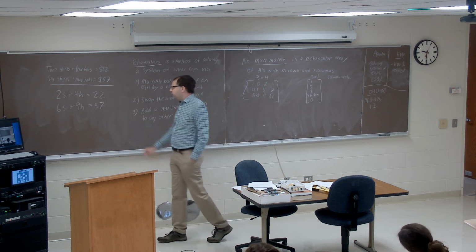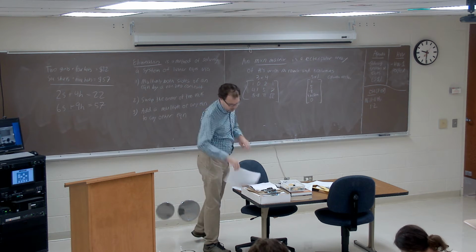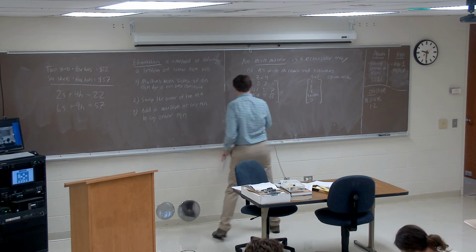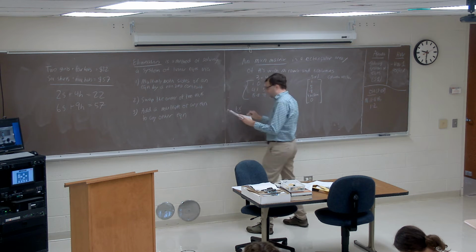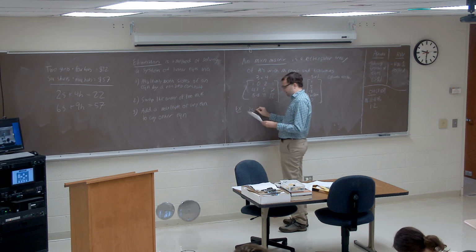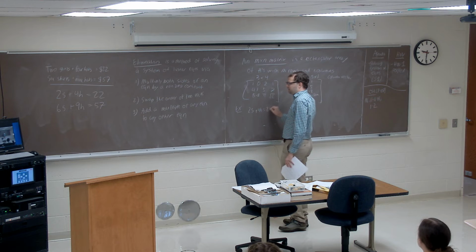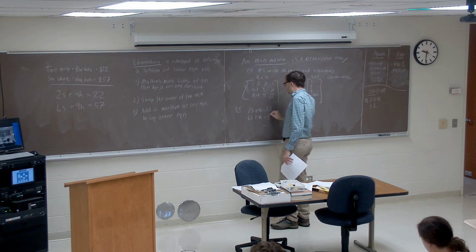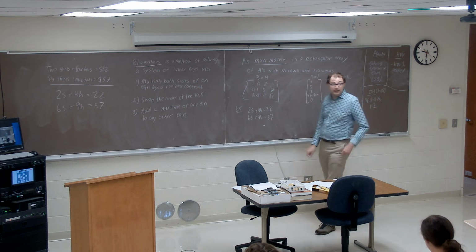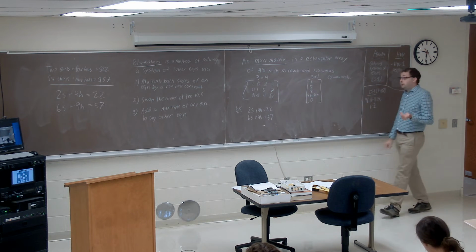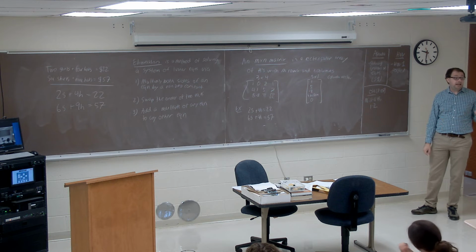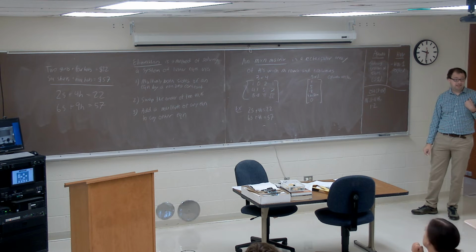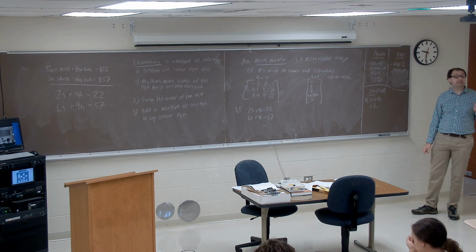But if we look back at our original system of equations, where if we had something along the lines of 2s plus 4h equals 22, 6s plus 9h equals 57, what we're going to be doing going forward is, given a system of equations like this, we can create a matrix that encodes the same data as that system of equations.